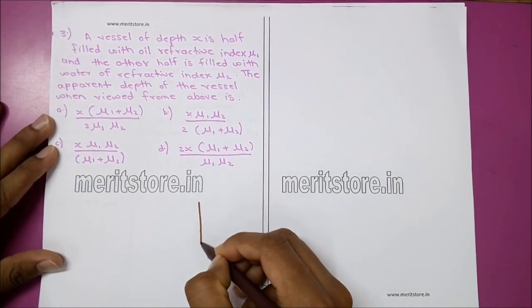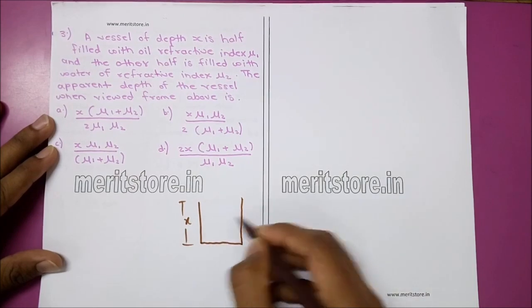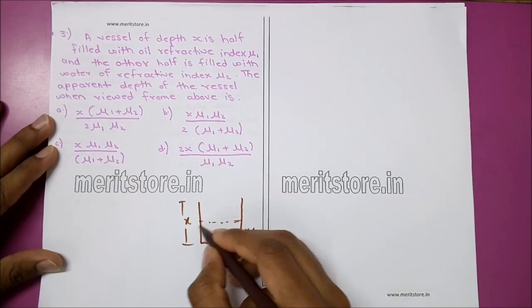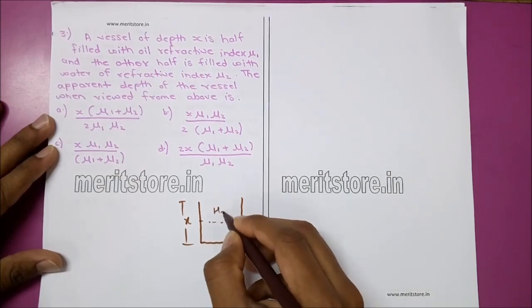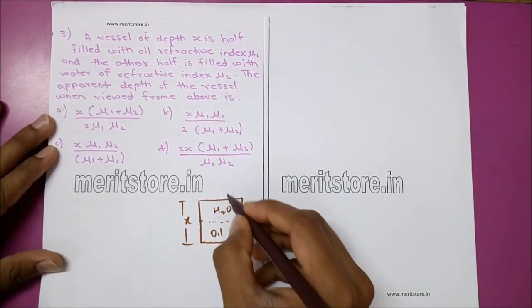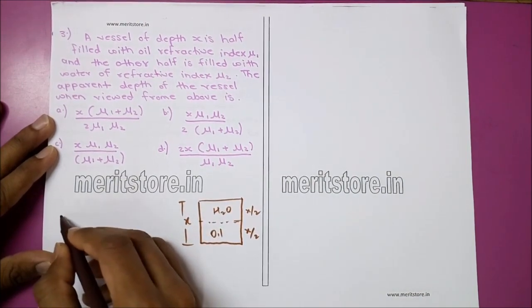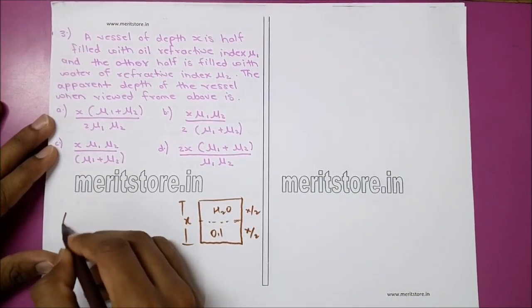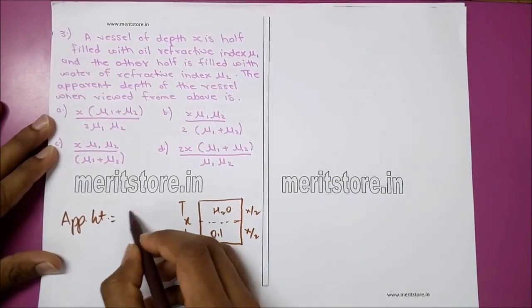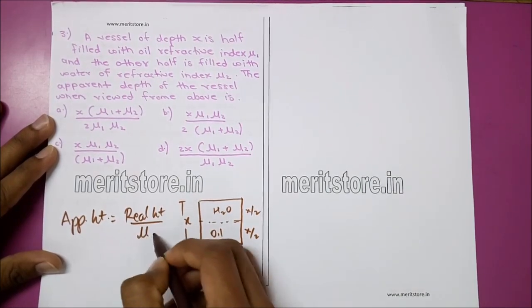Now let's assume this as the vessel of height x. So the half distance or half depth, that is x by 2, is filled with water and the other half is filled with oil. So the total depth or the total height of x can be found out as follows: apparent height or apparent depth is nothing but real height or real depth upon the refractive index.